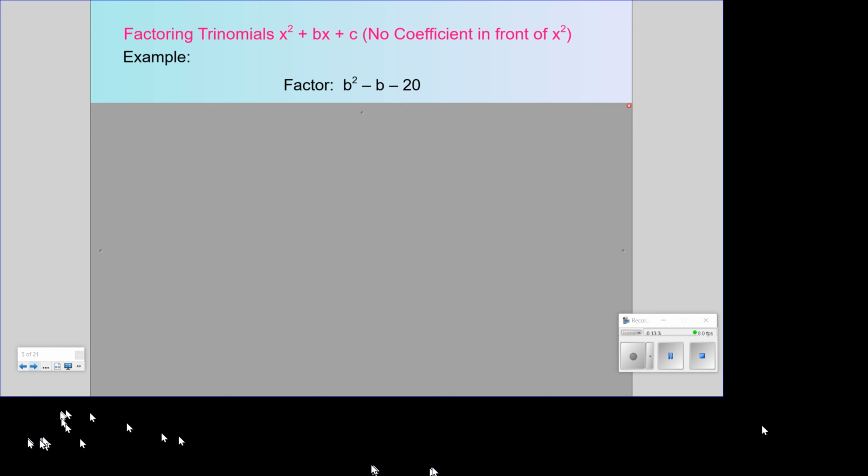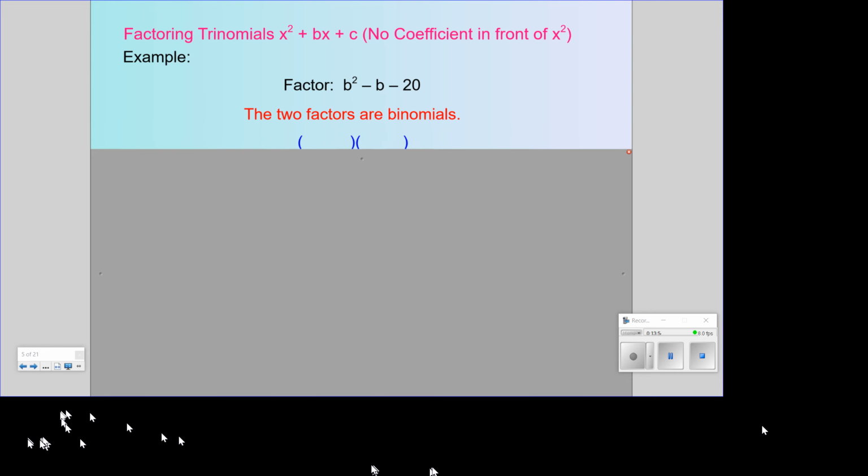So here we have a trinomial without a coefficient. Again, that means the first term has the highest exponent of 2, and there's an understood 1 in front of it. So this is a trinomial without a coefficient. So we know it will factor to 2 binomials. This time we need to figure out what would the signs of the factors need to be so that when we add our factors, they give us a negative value. And when we multiply the factors, they also give us a negative value.